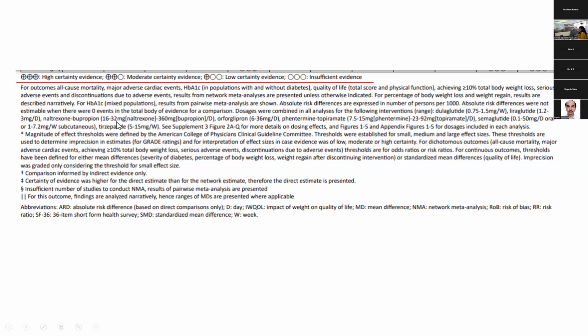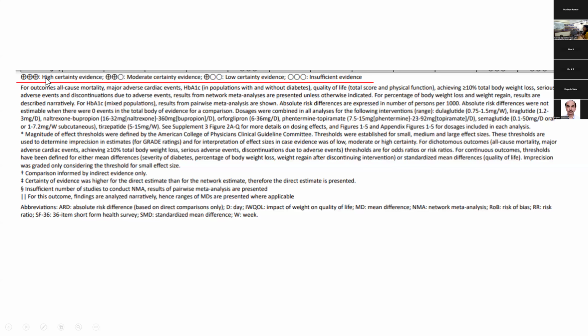Sometimes comparisons are informed only by indirect evidence. Sometimes they are, but most of the time where they have direct evidence, they have tried to make mixed effects for all the comparisons. So because we are looking specifically at my question, which was semaglutide versus tirzepatide, I have only put up the tables for those. So I am comparing semaglutide to placebo here, okay.